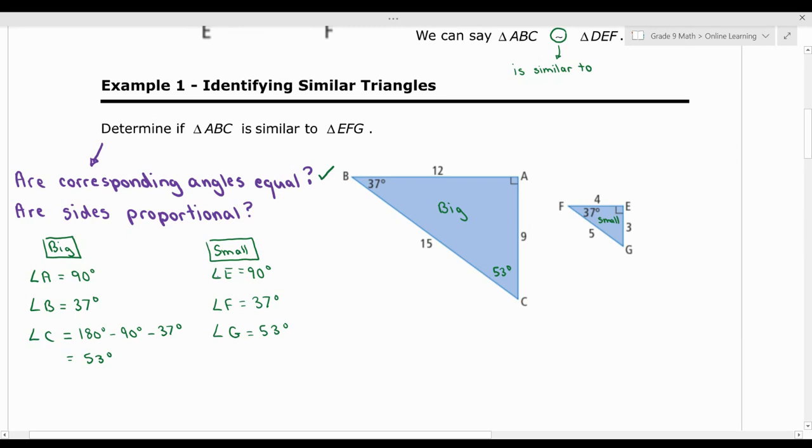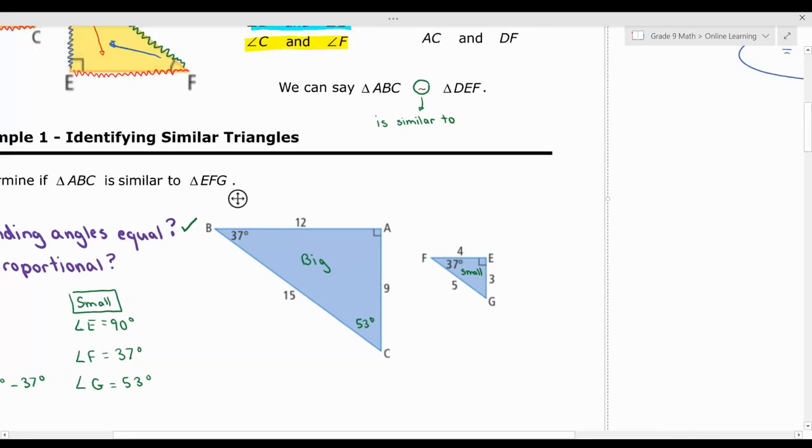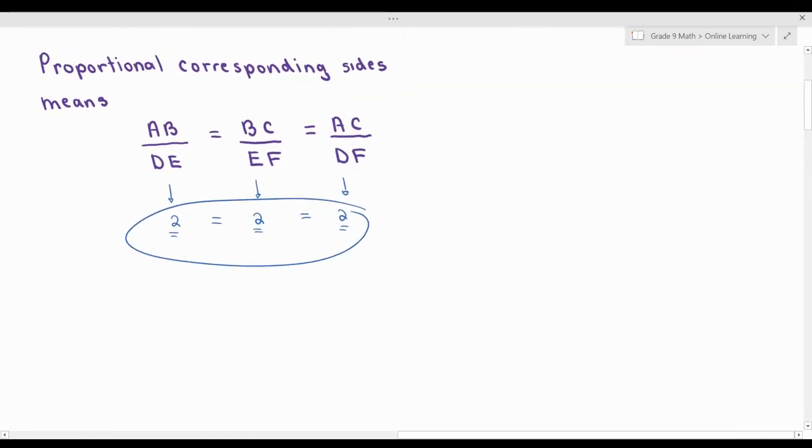Now, here's the thing, actually. If you're identifying similar triangles, you don't actually have to prove both of these. So I don't have to prove that these are equal and these are proportional. By default, if one is true, then the other one has to be. All right, if I wanted to figure out if the sides are proportional, what I'm going to look at is trying to set up something similar to what I had over here.